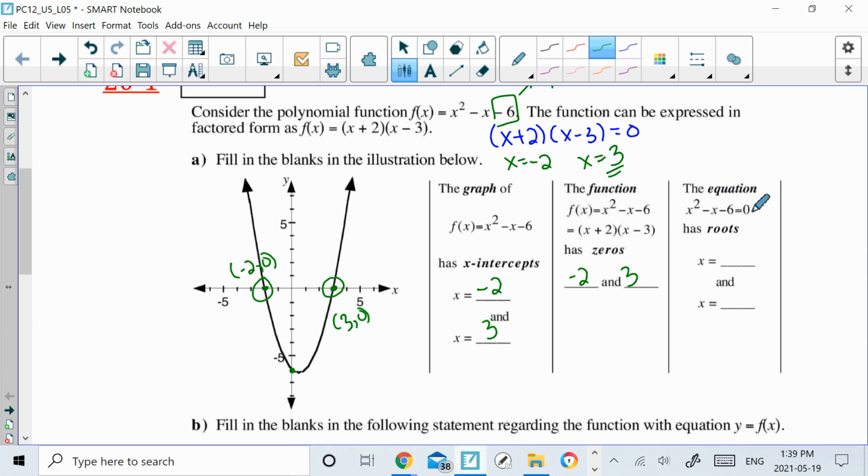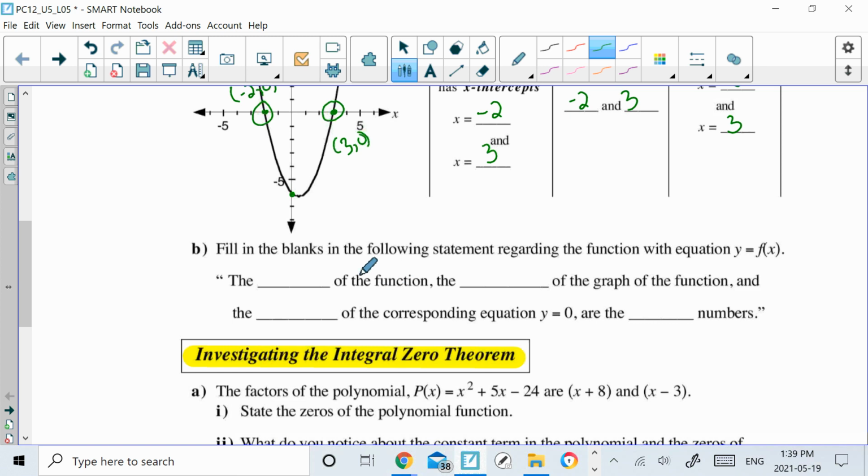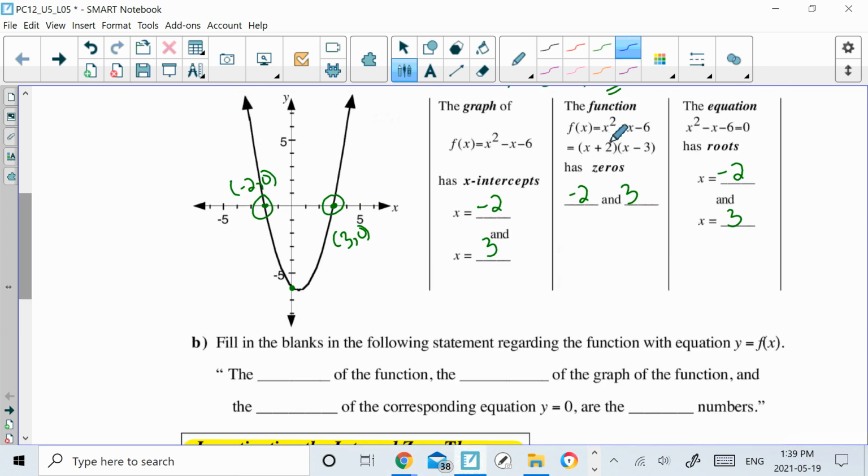If I set this equation equal to 0, then the roots of the equation are the same numbers, -2 and 3. So it's just saying that whether I use the term x-intercepts, I'm going to be talking about the graph. If I talk about the function itself, I'm going to say the zeros of the function, and then the roots. Those three can be used interchangeably. So when it says fill in the blanks, if we're talking about the function, I'm just going to use the term zeros. So the zeros of the function.